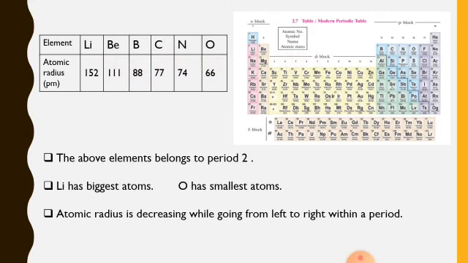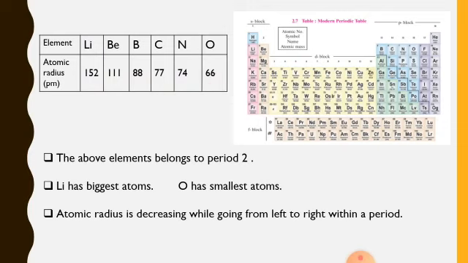Then the fourth question is: which of the above elements has the biggest and the smallest atom? Here you can see the atomic radius of lithium is 152, which means lithium has the biggest atoms. And the atomic radius of oxygen is 66, which means oxygen has the smallest atoms. You have to see the atomic radius, and according to that you have to find out which element has the biggest and smallest atoms.